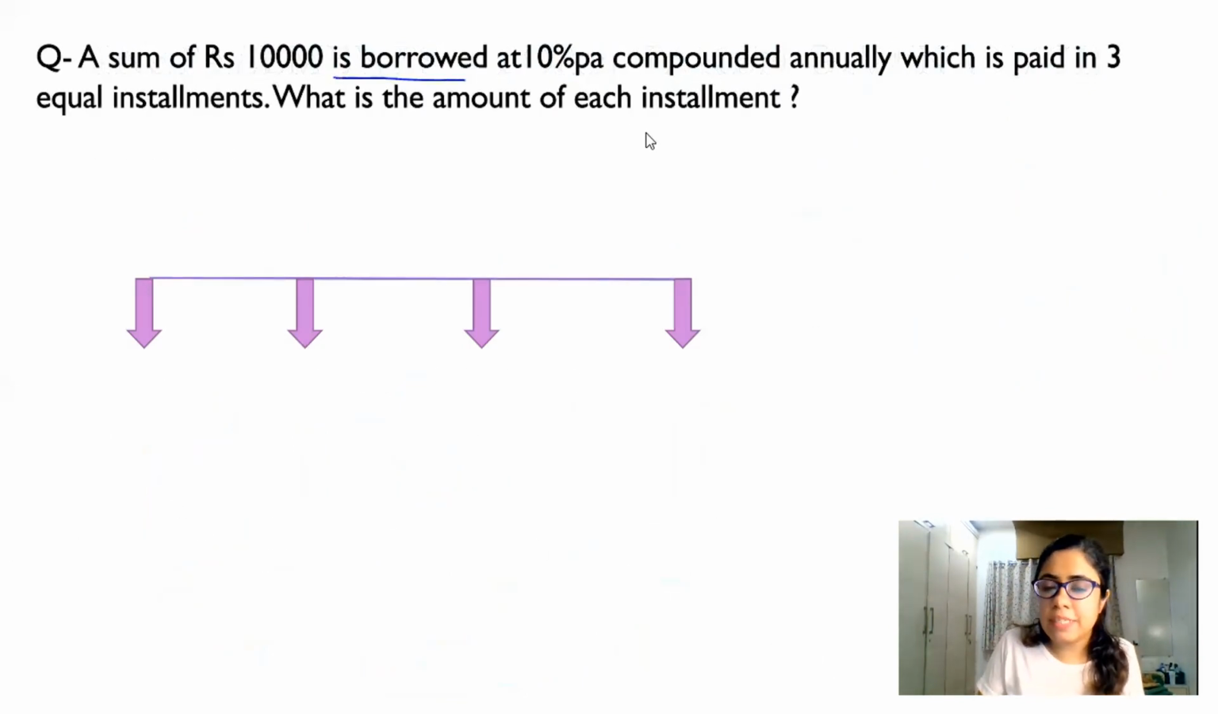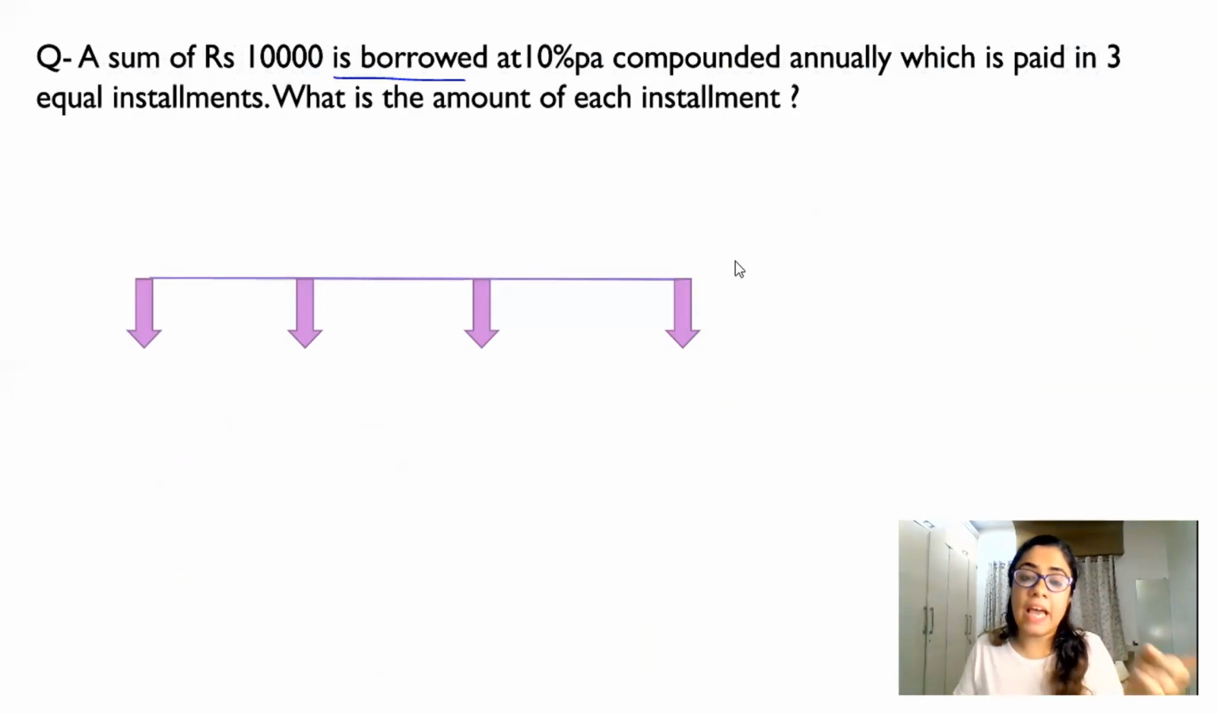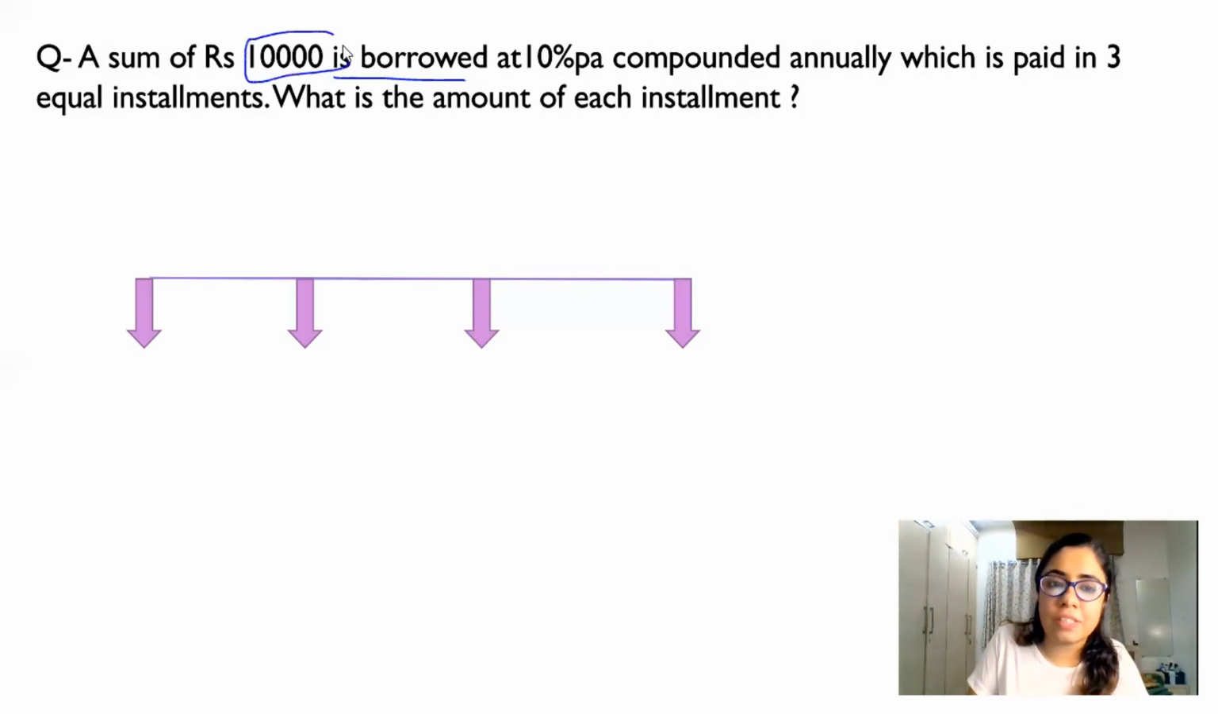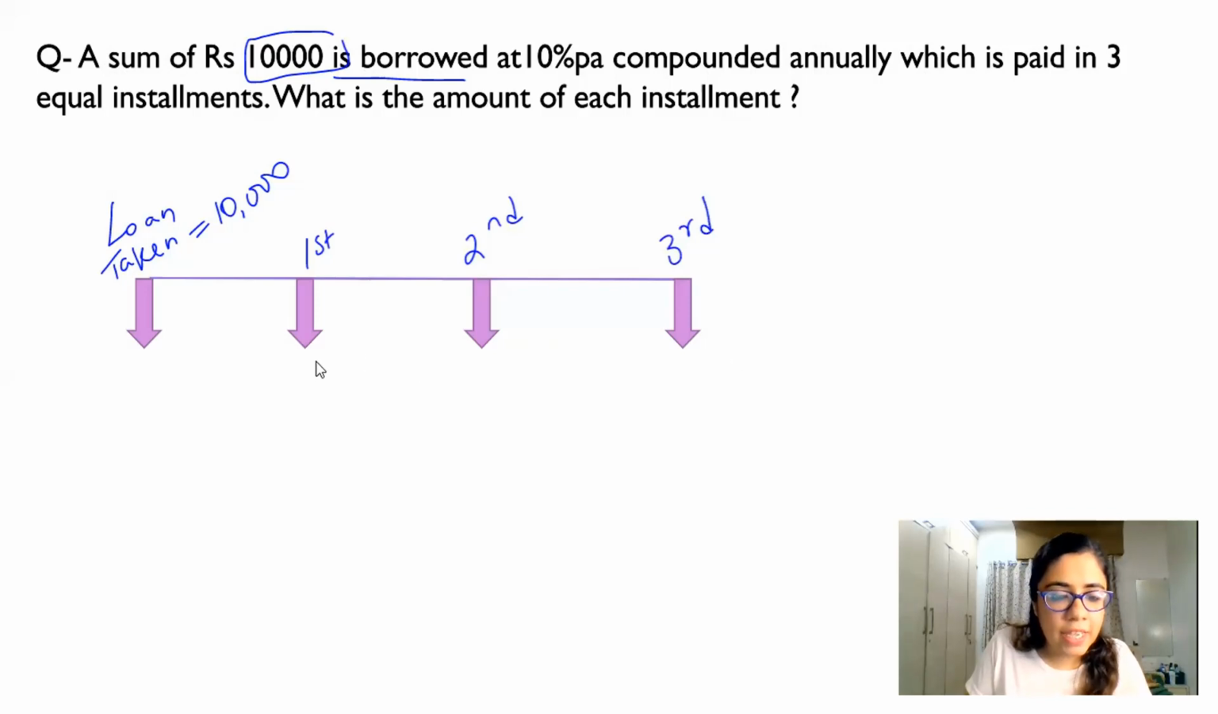Now this same problem we had solved by calculating the amount due. Now the same problem we are going to solve by using the principal concept or the loan taken concept. So the loan taken here, without adding the interest, is 10,000 rupees. At the end of the first year, we'll pay some installment. Second year, we'll pay some installment. Third year, we'll pay some installment. Let's say you are paying an installment of X rupees each. So you are paying X here, X here, and X here.